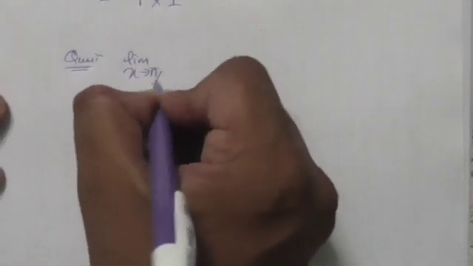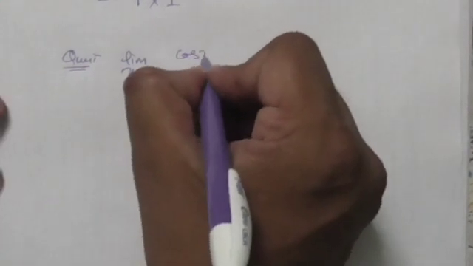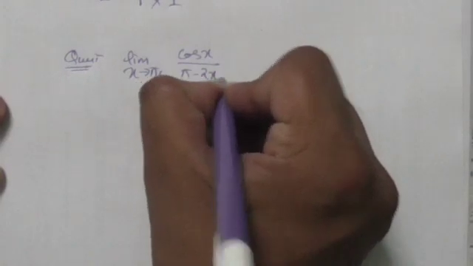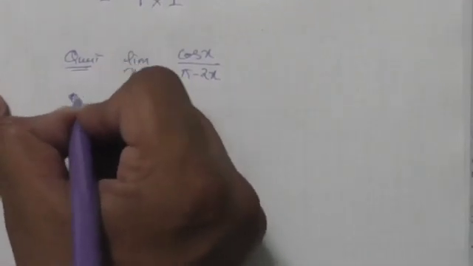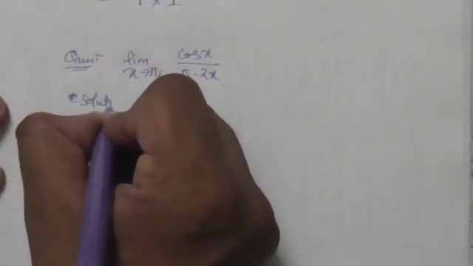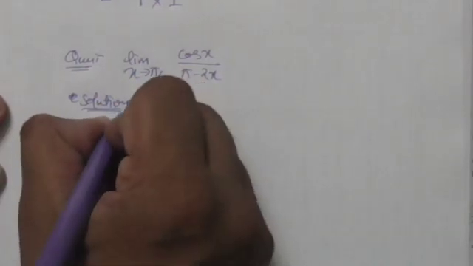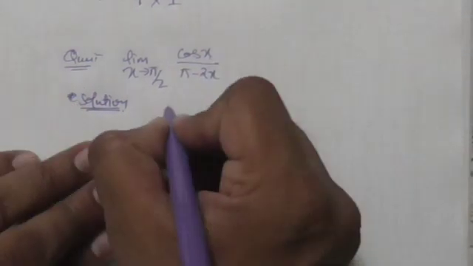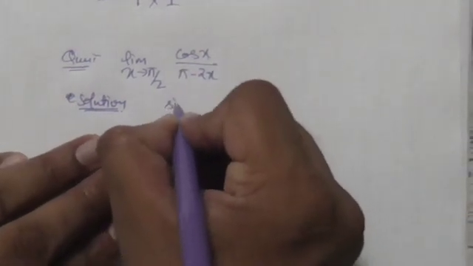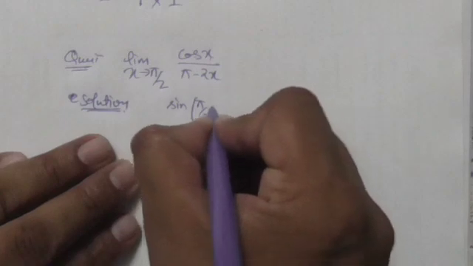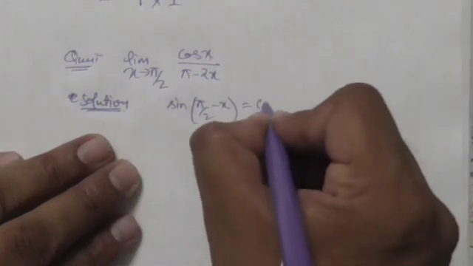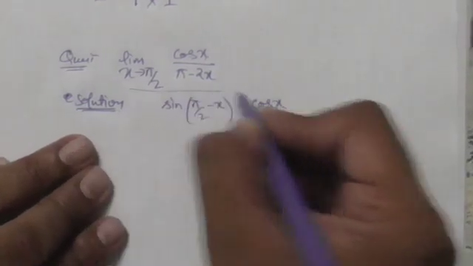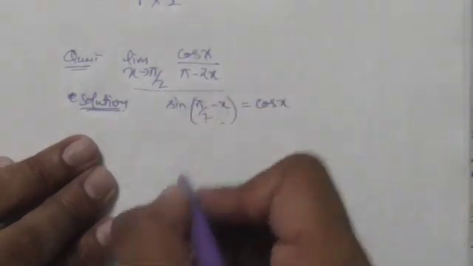Limit x tends to pi by 2 of cos x upon pi minus 2x. We have to evaluate this. Now what is cos x? We know that sine of pi by 2 minus x is equal to cos x. So in this expression we will put this value of cos x.